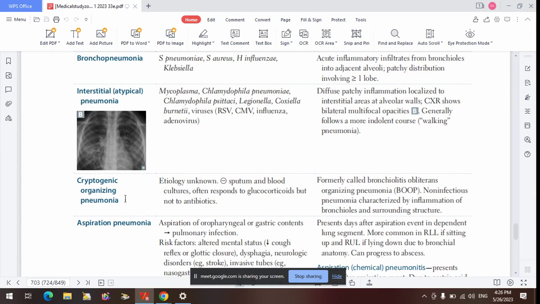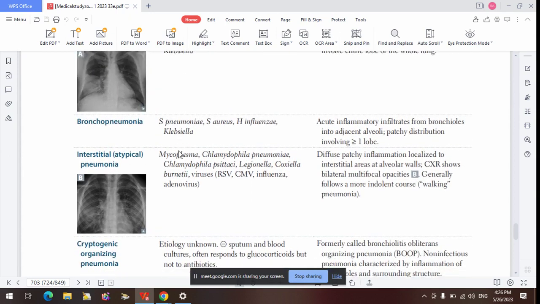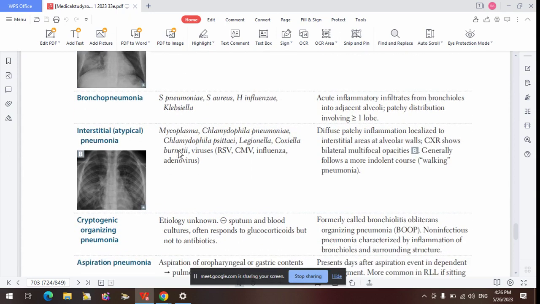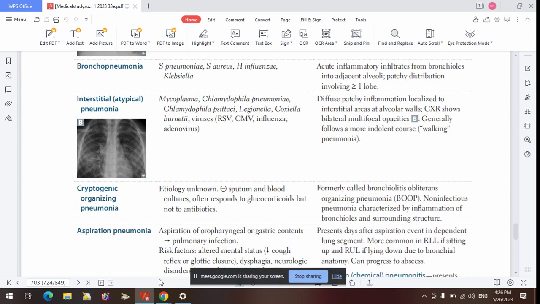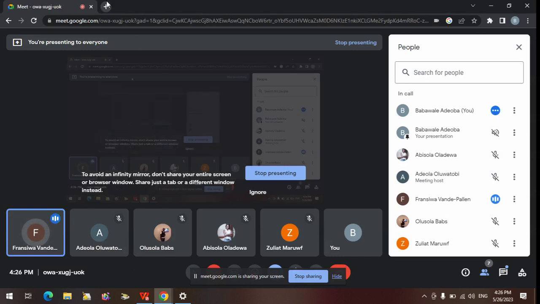So the cryptogenic organizing pneumonia. Dr. Babawale, sorry, can we please look at the picture of the bronchopneumonia again? I want to see if I can see a clear distinction between the two images, the interstitial and the bronchial. We don't actually have a picture of bronchopneumonia. It looks lobar like this. Let's see if we can get it on the screen, just in case we get an image.